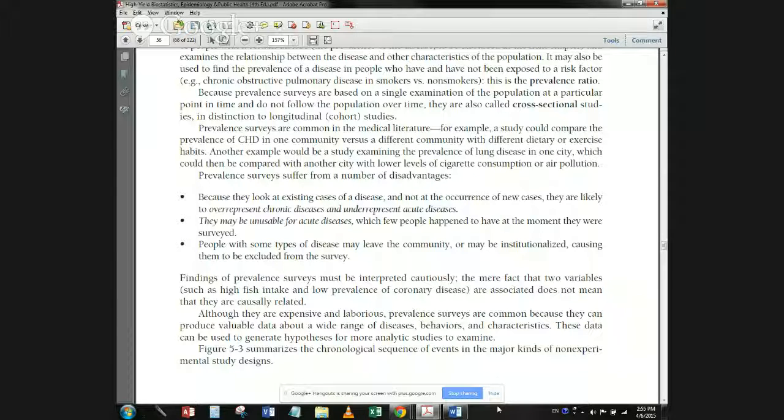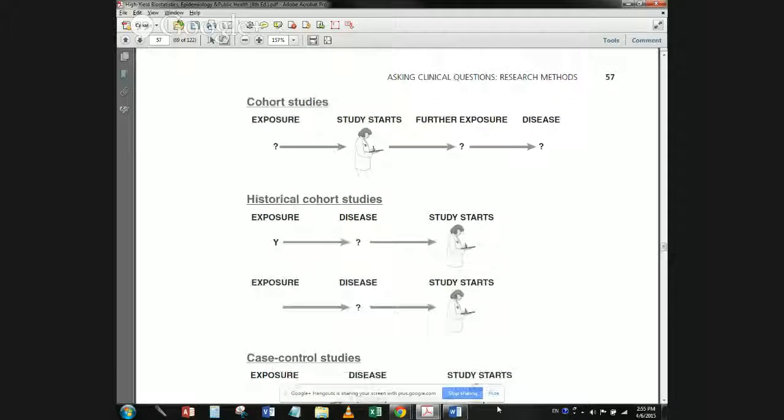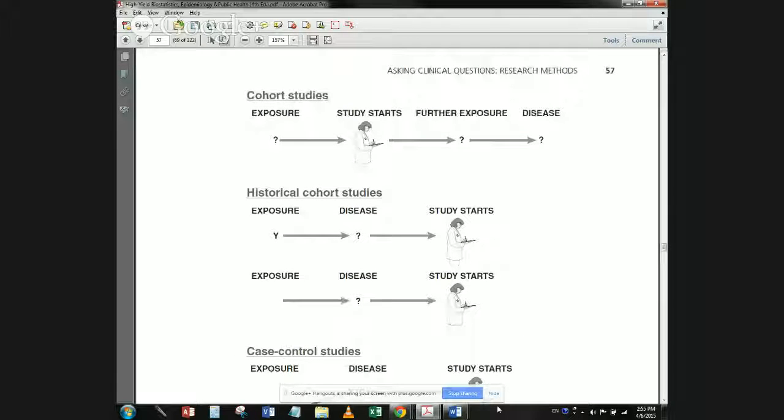Figure 5.3 summarizes the chronological sequence of events in the major kinds of non-experimental study designs. So here we have a cohort study, where you have some person who was exposed, you start studying the charts, and they're further exposed to some things, and maybe they have disease or not have disease, don't know. Historical cohort studies, so basically you start the study first, and then you go back and see, oh, this is a disease, and was Y responsible for that disease?